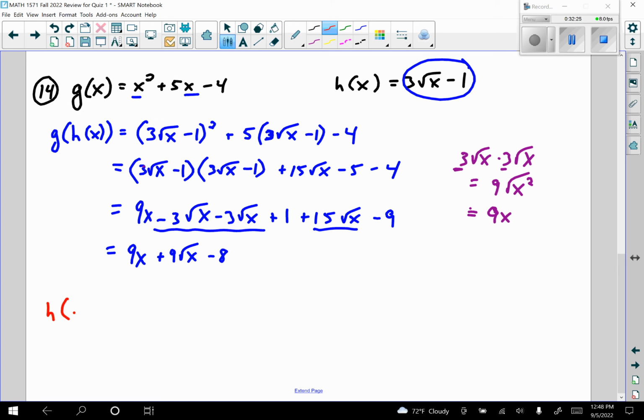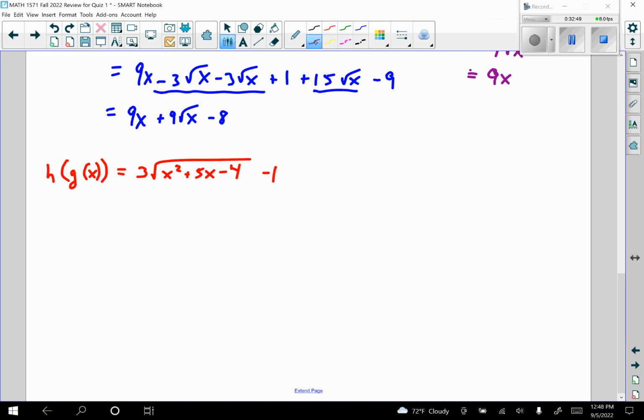All right, the other way around, if we're looking for h of g of x, this is a little easier. We're going to drop g of x into the spot underneath the radical. So this simply becomes 3 times the square root of x squared plus 5x minus 4, and then we have a minus 1 at the end. Now there's nothing we could do underneath. Doesn't factor, so we'll just leave it like that.